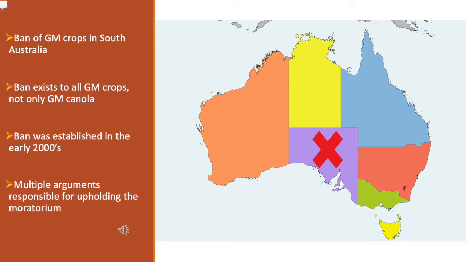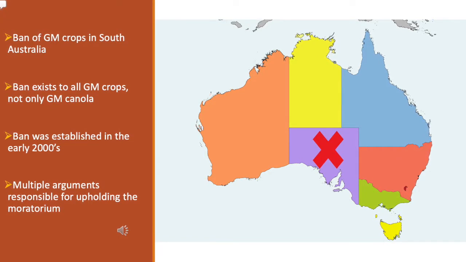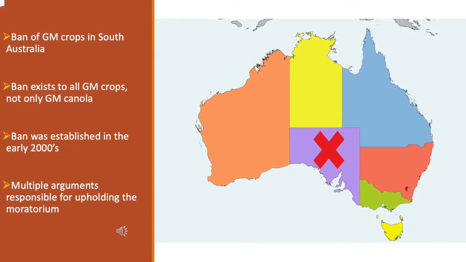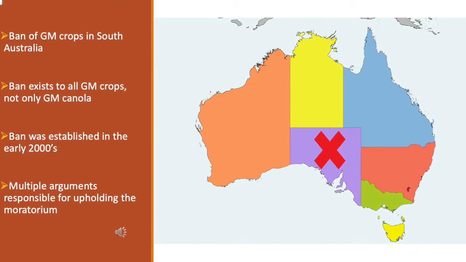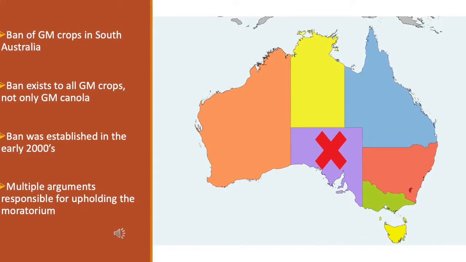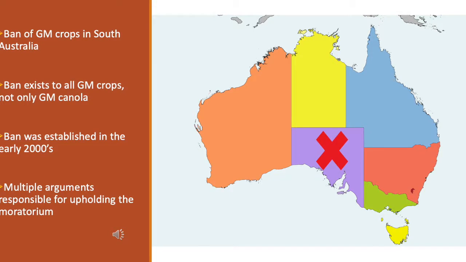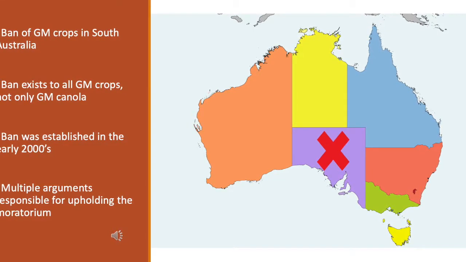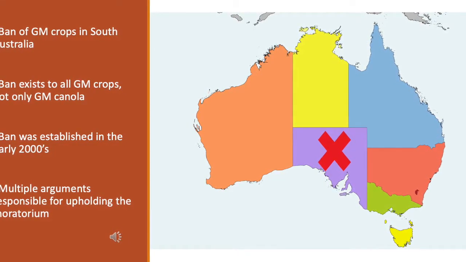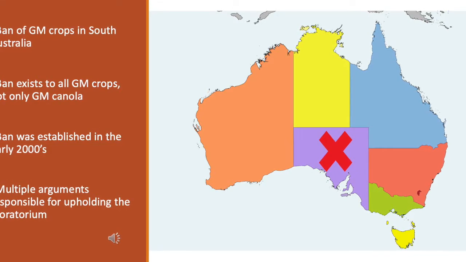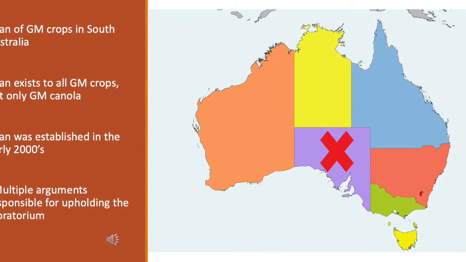Genetically modified canola is already grown in all other mainland Australian states. A moratorium in South Australia has prevented any form of GM crop production in the state, although as of August 2019, the state government is moving to lift the ban. The moratorium was initially established in 2004 and, unless removed, will remain until 2025.